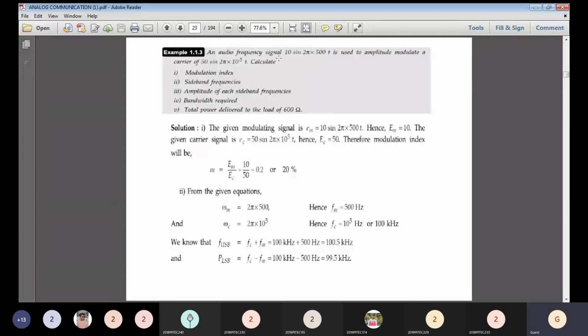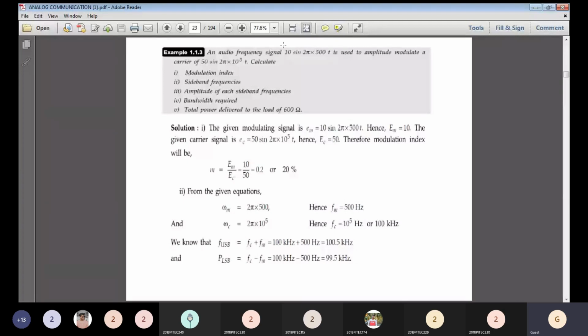Audio frequency signal 10 sine 2 pi into 500t is used to amplitude modulate a carrier of 50 sine 2 pi into 10 power 5t. Calculate some parameters given. So once again, read this problem. Audio frequency signal. I already said the modulating signals are low frequency signals.